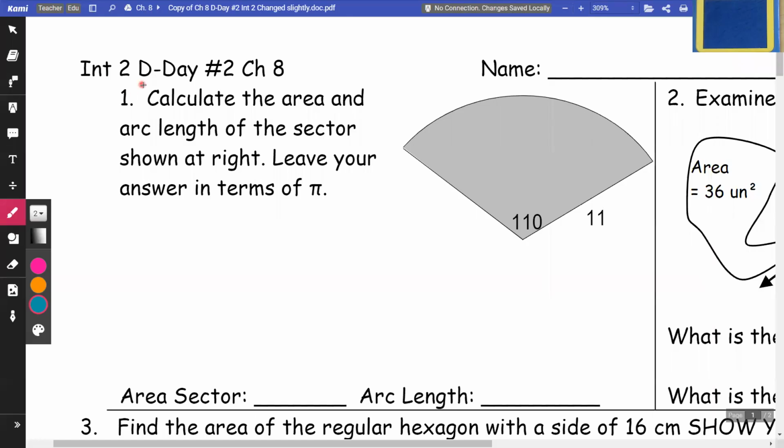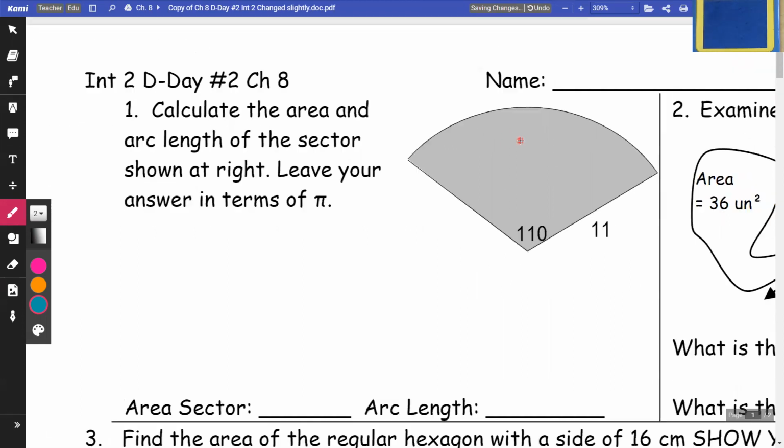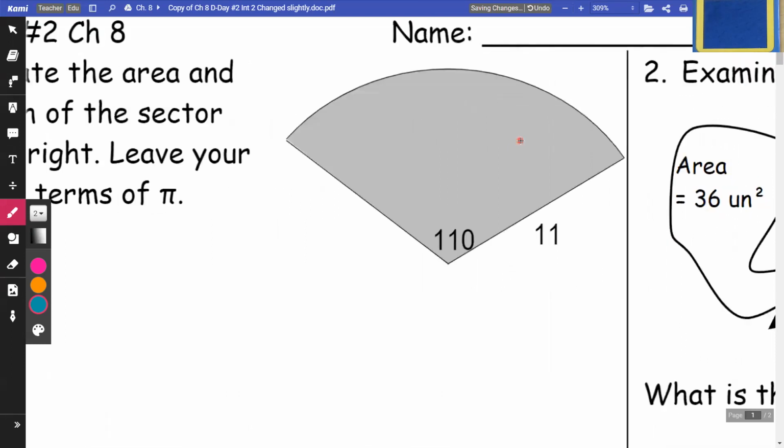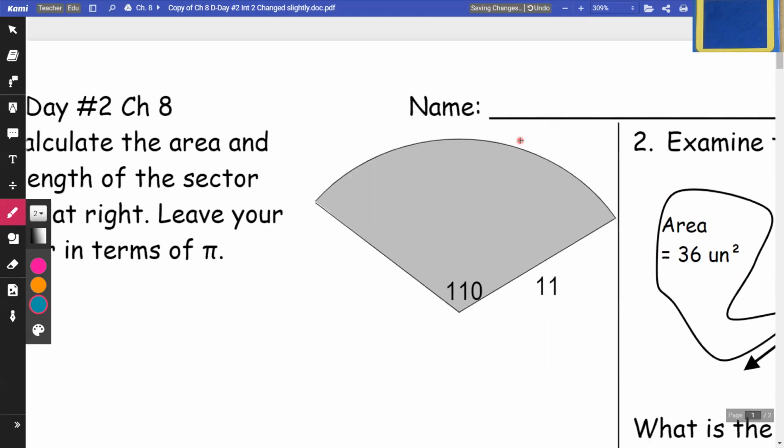So this video is integrated to chapter 8, D-Day number 2. In this first problem, we have a sector, and we want to find the area of the sector and the arc length of the sector. Okay, and we want to leave our answer in pi.